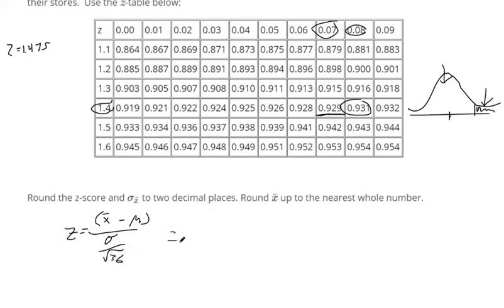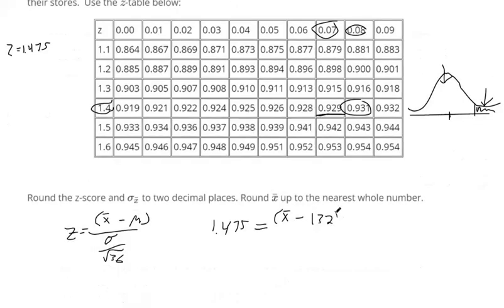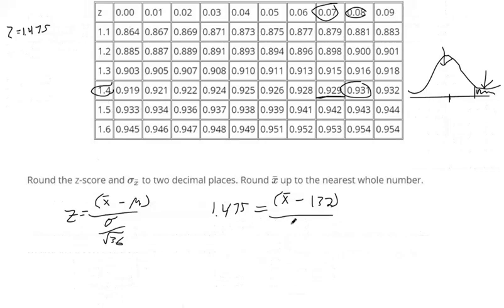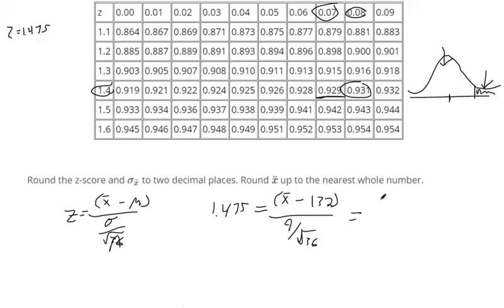Okay, so z, we found out, is 1.475. X bar, that's the mean that we're trying to calculate, so that's still a variable. The mean per store they give us is 132 games on average, so that's the mean. The standard deviation was 9, so that goes in for sigma. And the sample size, sorry, that should say n, is 36 in this case. So let's figure out the standard error of the mean. That's going to be 9 divided by 6, right? Because the square root of 36 is 6.